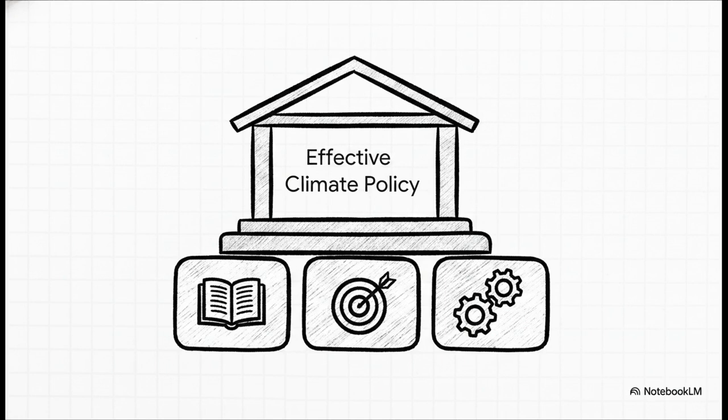First, transparency. Your methods and your data have to be out in the open for anyone to check. Second, precision. Your measurements have to be sharp enough to actually see if things are changing. And third, consistency. You have to use the same methods over time so you're not comparing apples to oranges. These three things together, they're the bedrock of trust in climate science.